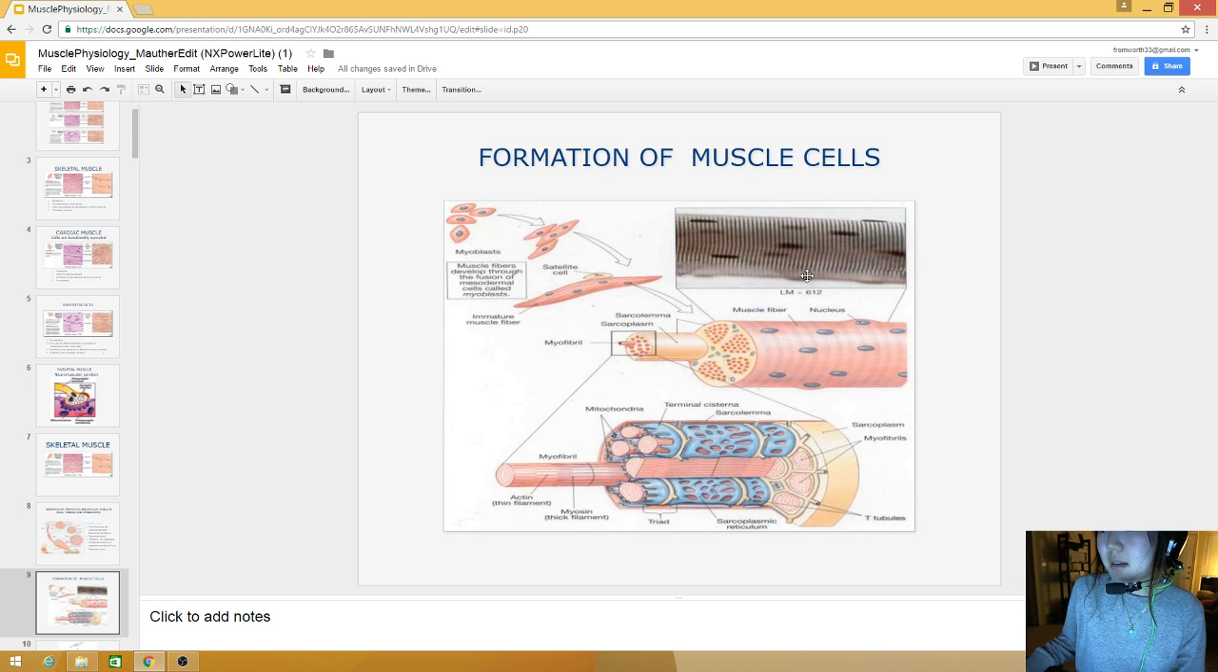As you can see right here, muscle cells have more than one nucleus because of how they are formed. Each muscle fiber is formed by a large number of myocytes which fuse together, bringing their own nucleus, and the result is a multinucleated muscle cell.